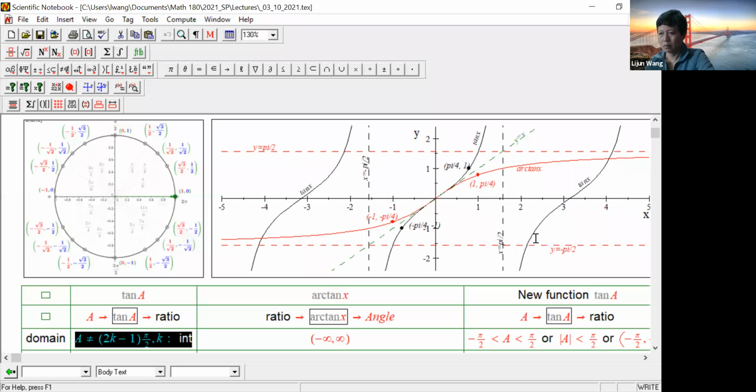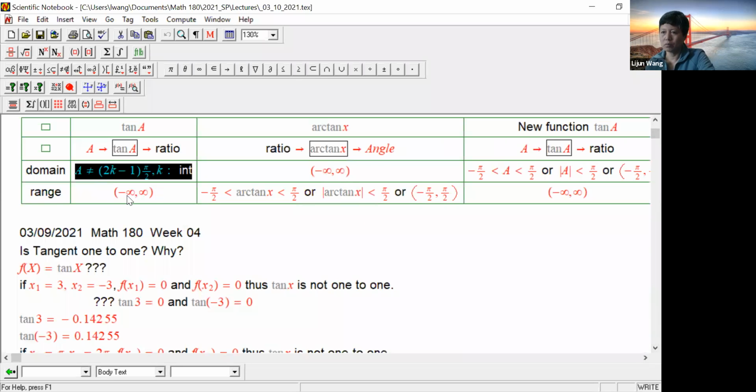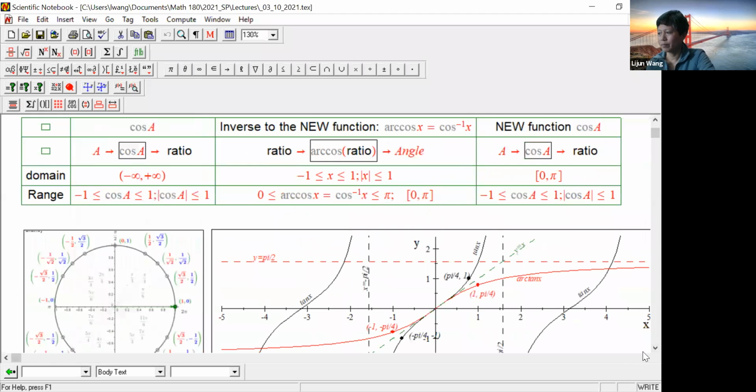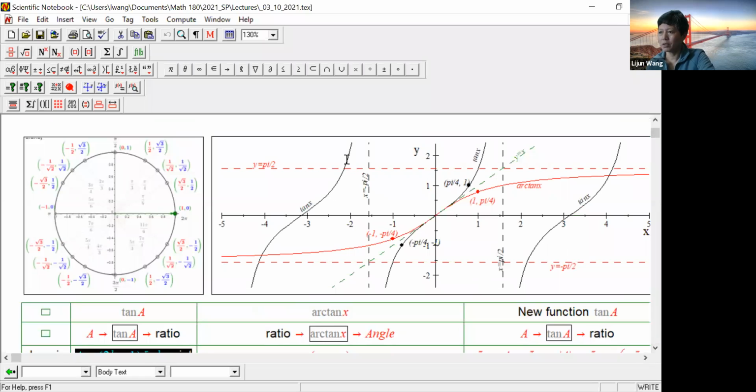And the range of tangent is what? The picture tells you. From negative infinity to positive infinity. The picture can tell you because you can see that in this direction it goes as high as possible, and in this other direction it goes as low as possible. So that's why the range is from negative infinity to positive infinity.